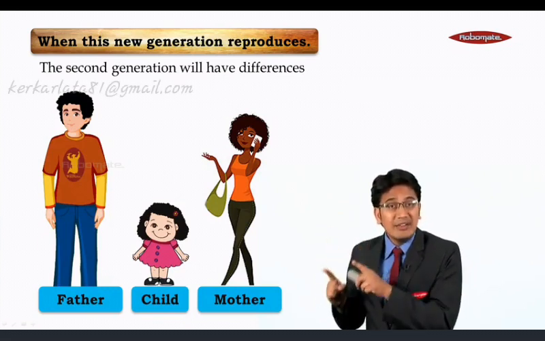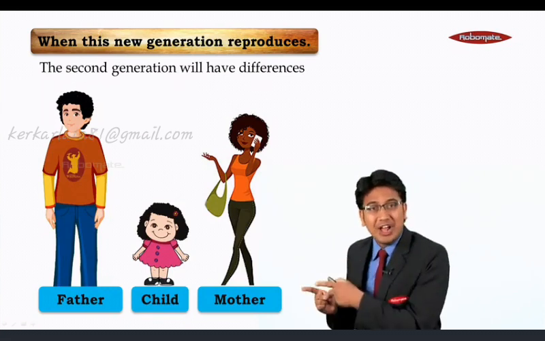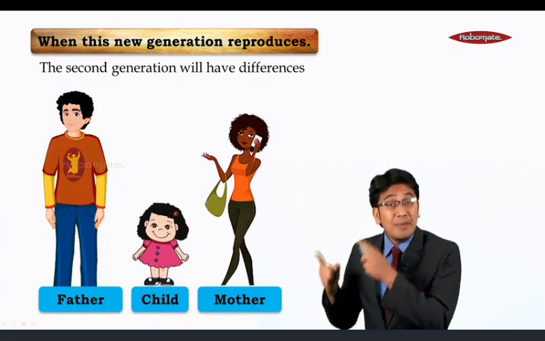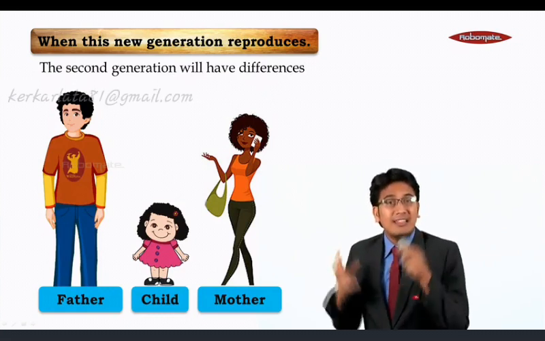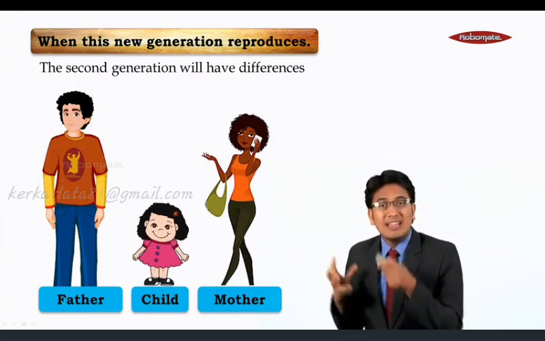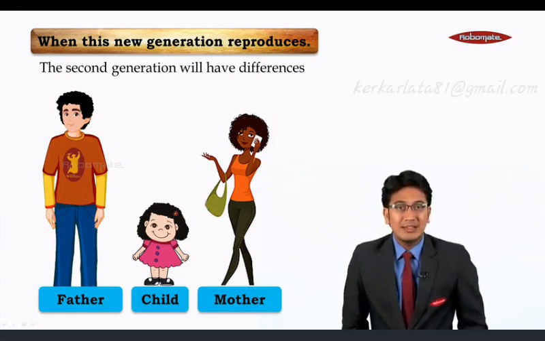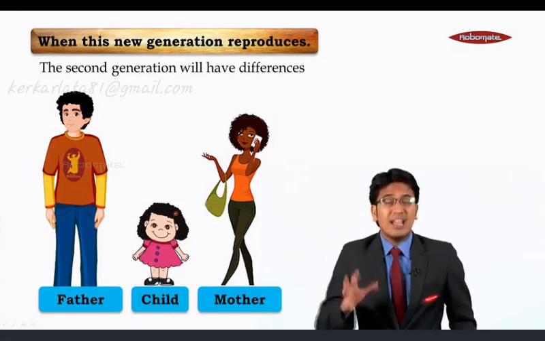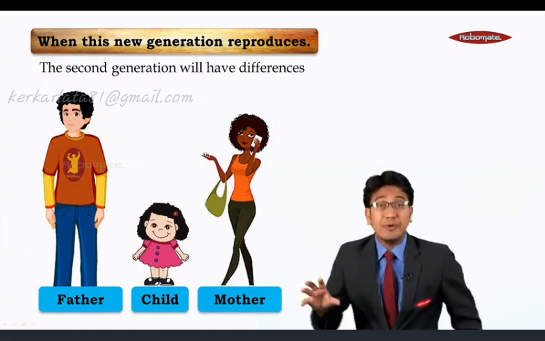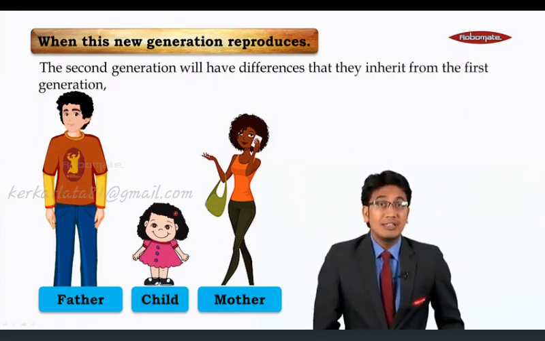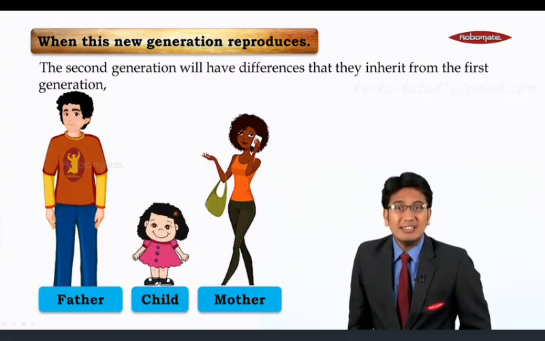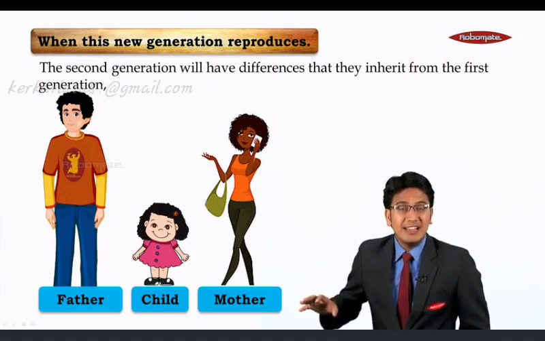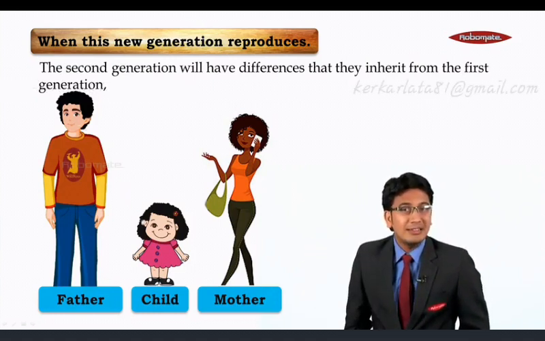And when these characters are getting transferred to this child, the grandparents' characters and the parents' characters get accumulated, and they all go inside this child. And out of all those characters, some characters the offspring will show. They inherit from the first generation. In this case, you can see again, this time the child is getting the skin color of the father.